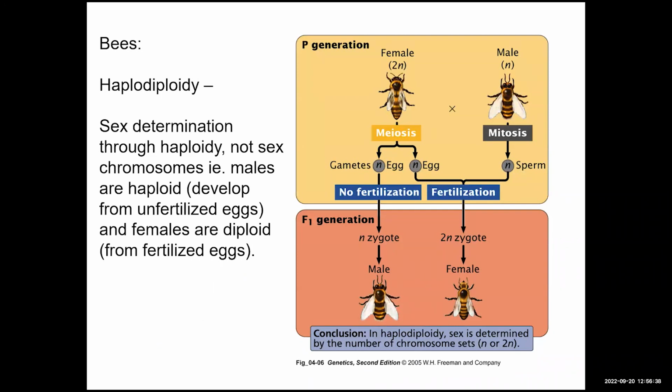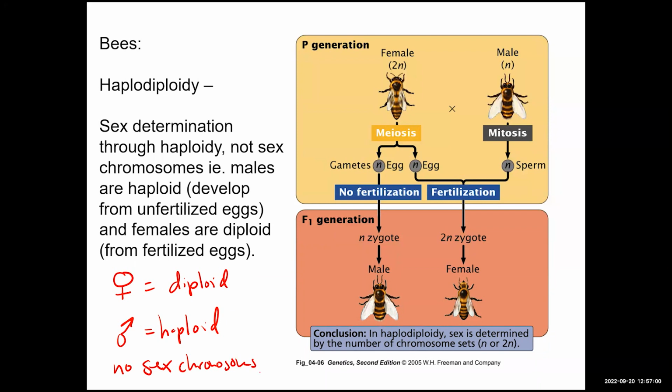And haplodiploidy, whether or not the organism is haploid or diploid, determines its sex. In these cases, females are diploid, males are haploid, and there are no sex chromosomes. And this is really common in ants and bees. So in this case, the only one that's able to go through meiosis is the female. She's diploid. Males are essentially clones or unfertilized eggs, and they are haploid.